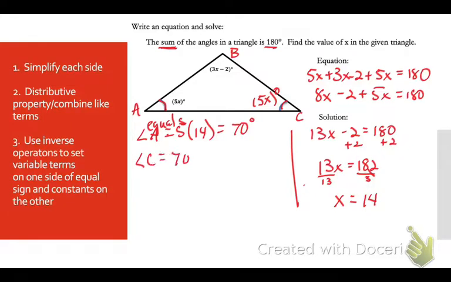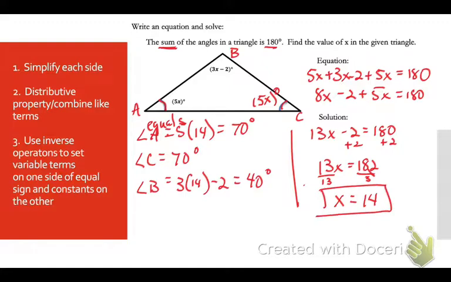Angle B is 3. Oh, I'm sorry, angle C, I know it. It's the same. Angle B is 3 times 14 minus 2, and that will give us 40 degrees. And you can do a quick check. 70 degrees plus 70 degrees plus 40 degrees does equal 180. And that concludes the notes for solving a multi-step equation.